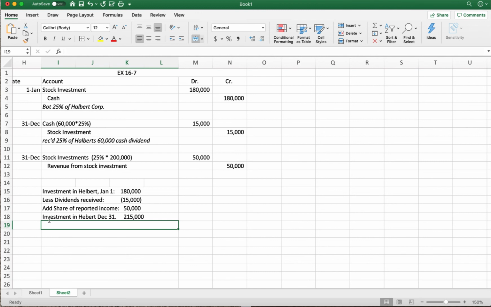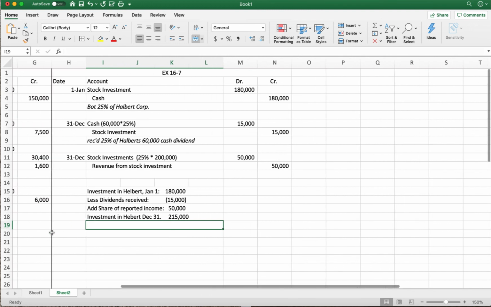Now, that calculation we just went through should look very, very familiar, because it is identical to how we recorded the retained earnings section, or the statement of retained earnings, right? We started off with our beginning balance, subtracted out our dividends, added in net income, and then we got our ending balance. Same exact thing. Here's our investment in Halliburton. They paid us dividends, so that decreases our stock investment. They reported net income, so we add our share of the reported net income. We run the math, we end up with the ending balance.